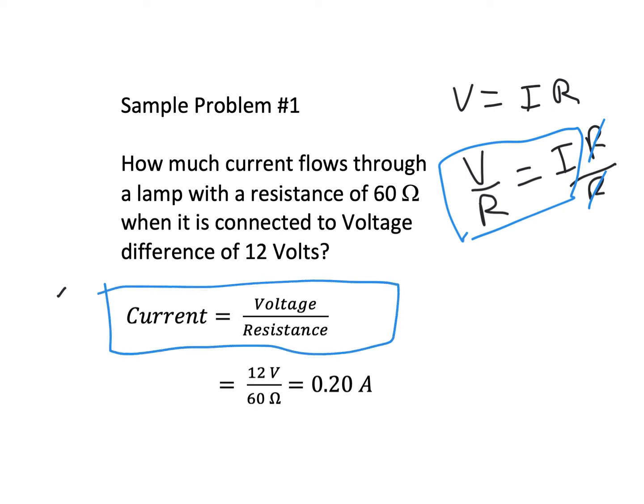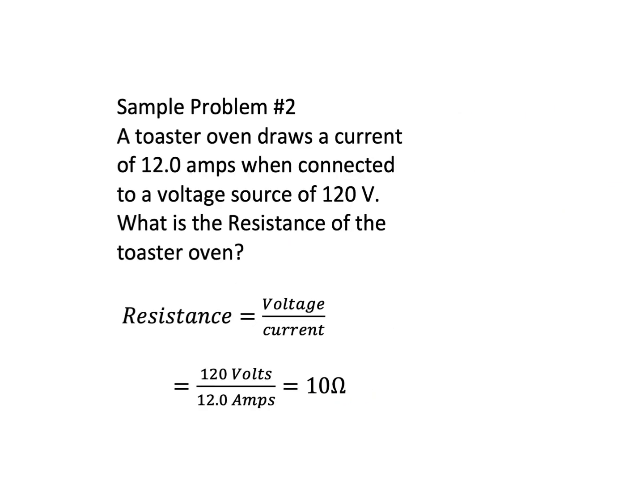And so if I plug in 12 volts here and 60 ohms there, I get a current of 0.2 amperes, or 0.2 amps. And that's the answer to the question. That tells you how much current will flow through that circuit. Let's look at sample problem number 2 now.